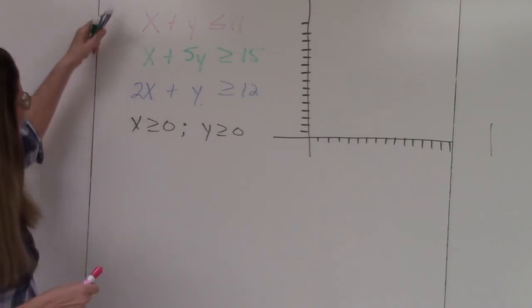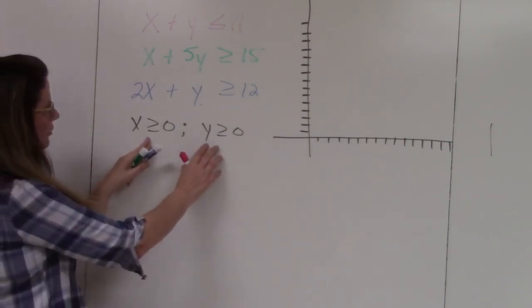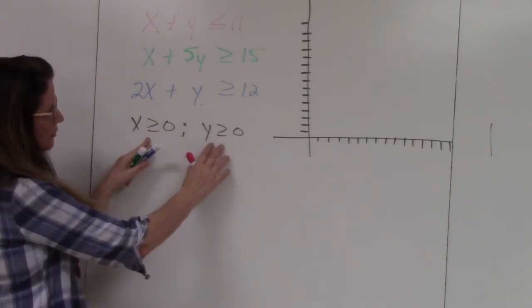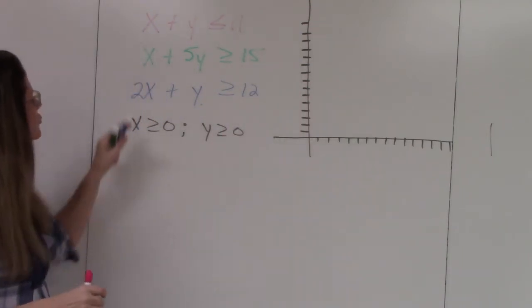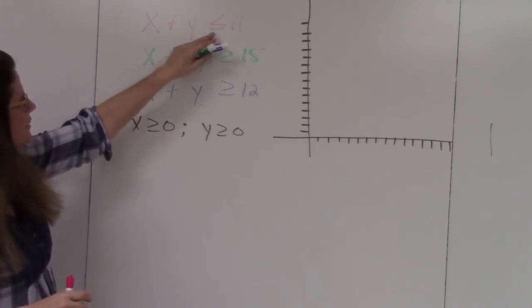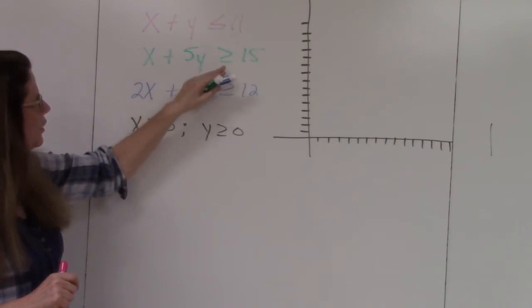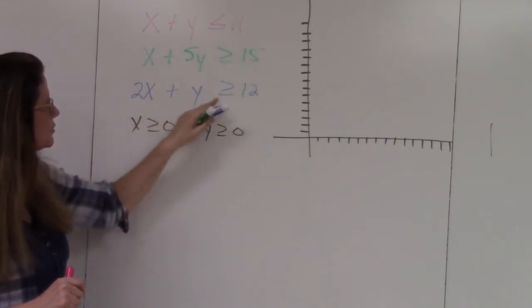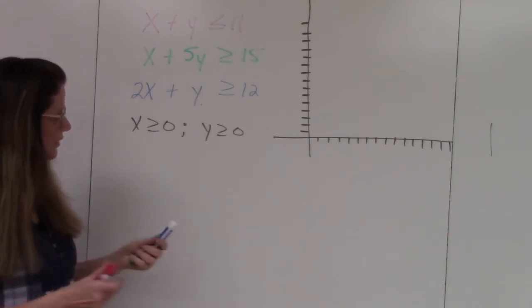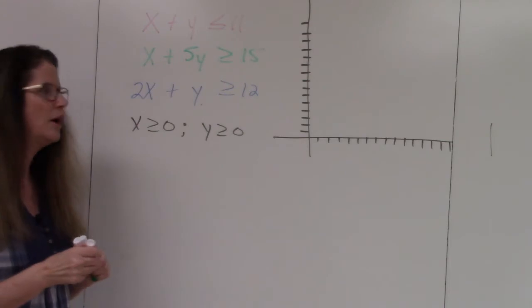Okay, so I have 3 inequalities, and then I have my x is greater than or equal to 0 and y is greater than or equal to 0. So again, we're only working in that first quadrant. So I have x plus y is less than or equal to 11. That's in pink. I have x plus 5y is greater than or equal to 15. That's my green. And then 2x plus y is greater than or equal to 12. That's my blue. So first things first, you always find your x and y intercepts.